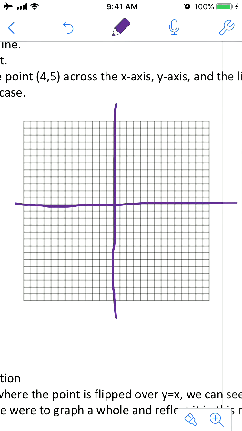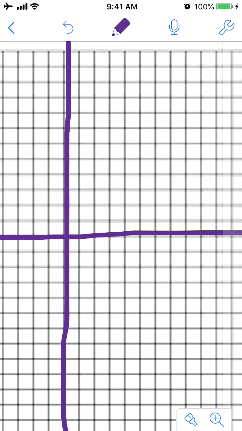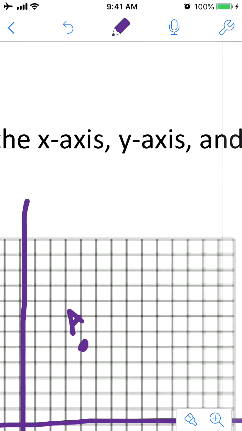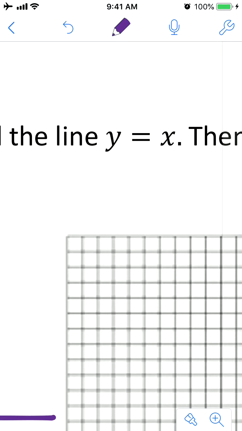Draw myself some axes. The point (4,5) occurs 1, 2, 3, 4 out, up 1, 2, 3, 4, 5. Right there. So that's our original. We'll even label it, call it A. That's our original point. Fabulous. We're going to transform this point 3 different ways. What 3 different ways? They want us to reflect across the x-axis, reflect across the y-axis, and then reflect across the line y = x.